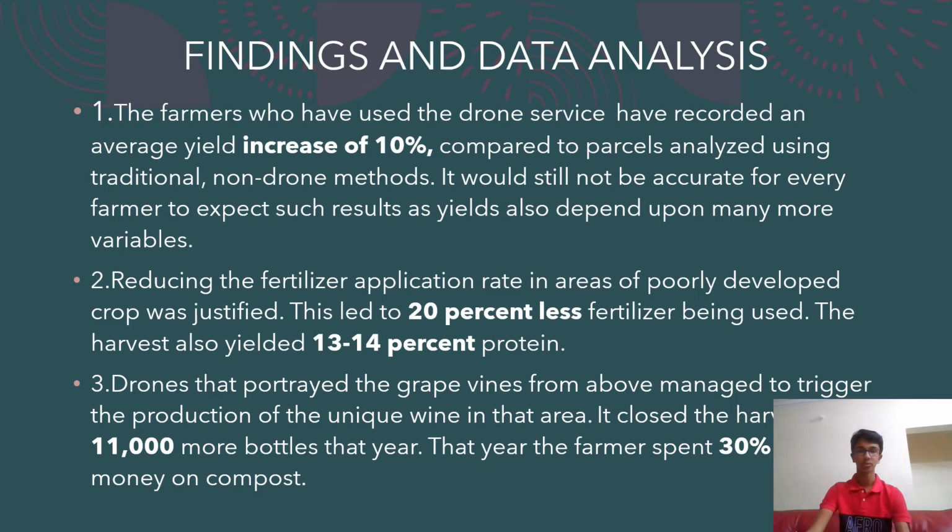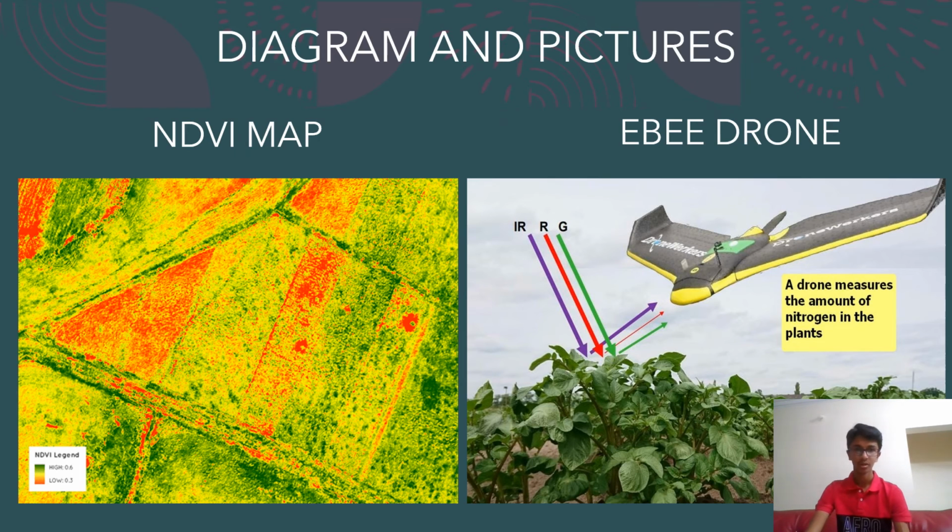Drones that portrayed the grapevines from above managed to trigger the production of the unique wine in the area. It closed the harvest with 11,000 more bottles that year. That year, the farmer also spent 30% less money on compost. So these are all our objectives ticked off.